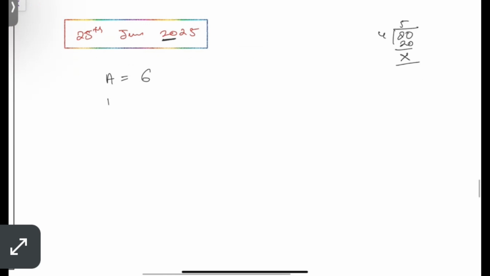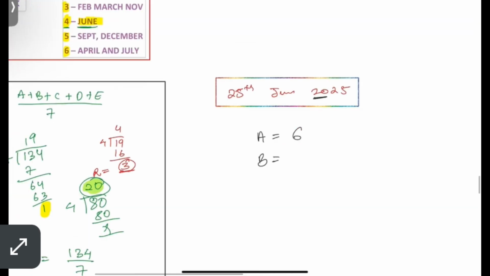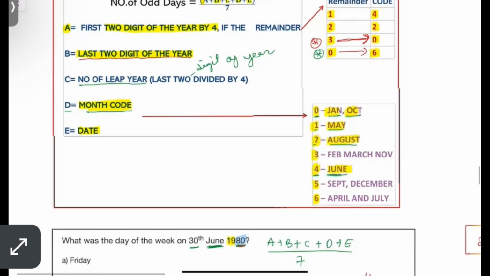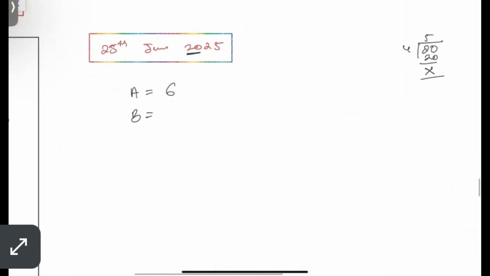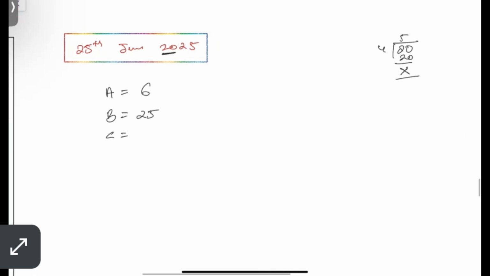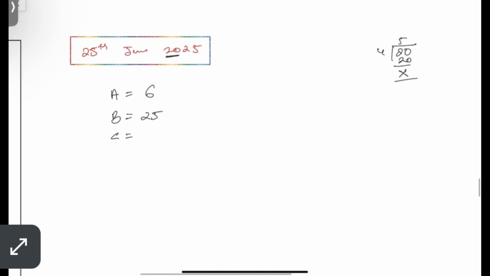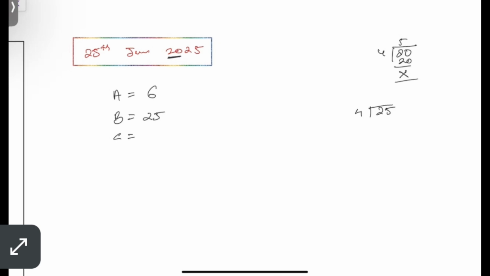What about B here? B is the last two digits of the year, which is 25. C is the number of leap years. In order to check the number of leap years, you take the last two digits and divide by 4, because a leap year comes after every 4 years. 4 6s are 24. But remember, I will not take the remainder because we are talking about leap years. That means there are 6 leap years.